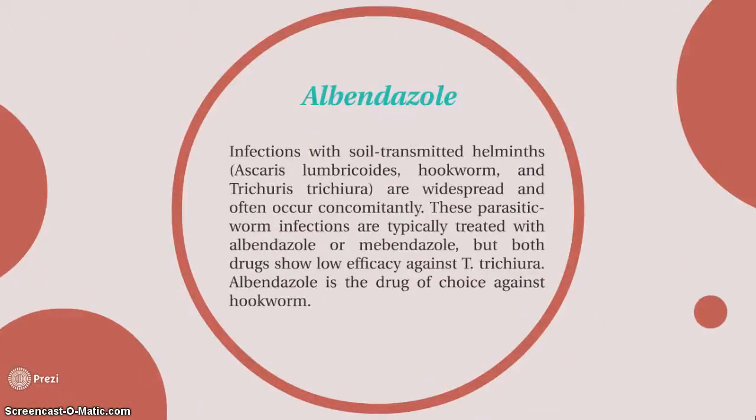Albendazole. Infections with soil-transmitted helminths, Ascaris lumbricoides, hookworm, and trichuria are widespread and often occur concomitantly. These parasitic worm infections are typically treated with albendazole or mebendazole, but both drugs show low efficacy against Trichuris trichiura. Albendazole is the drug of choice against hookworm.